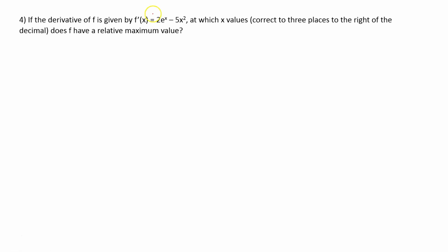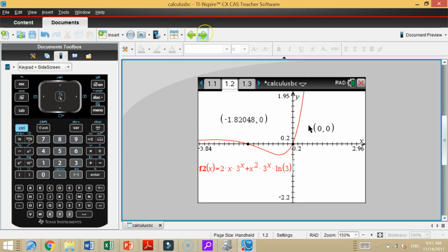The derivative of f is given by this guy. At which x values does f have a relative maximum value? So I'm looking for where f has a relative maximum. I'm going to do exactly the same thing here. I'm going to graph this, 2e to the x minus 5x squared. Let's do that. So I'm going to just hit tab.